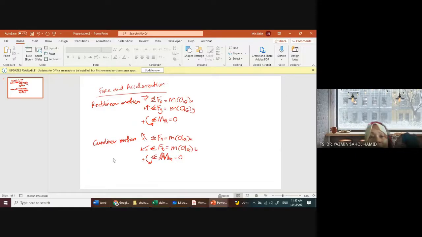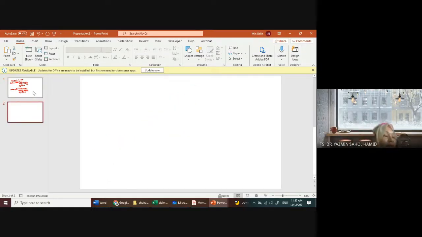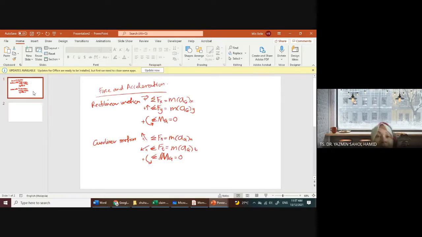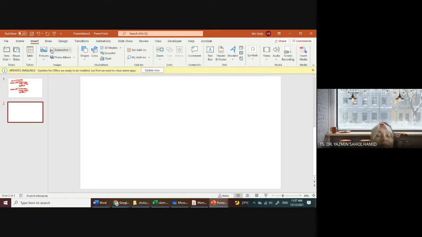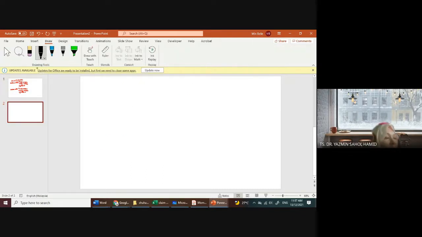Okay. Alright, dah salin dah ni? Okay dah? Boleh kita proceed? Boleh. Okay, now. So sekarang ni kita nak buat soalan force and acceleration menggunakan formula rectilinear yang tadi ni. Okay, kita buat. Okay. So salin soalan ni.